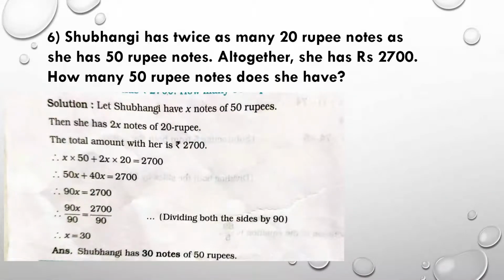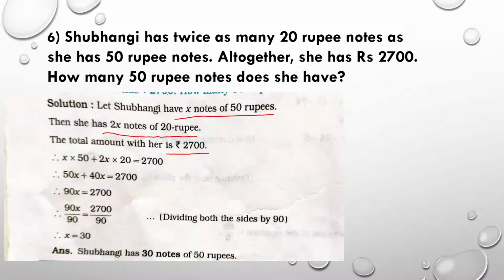Sixth sum. Shubhangi has twice as many 20 rupees notes as she has 50 rupees notes. Altogether she has rupees 2700. How many 50 rupees notes does she have? So here we don't know how many 50 rupees notes she has. So let Shubhangi have x notes of 50 rupees and she has twice as many 20 rupees notes, means 2x notes of 20 rupees, and altogether she has rupees 2700.